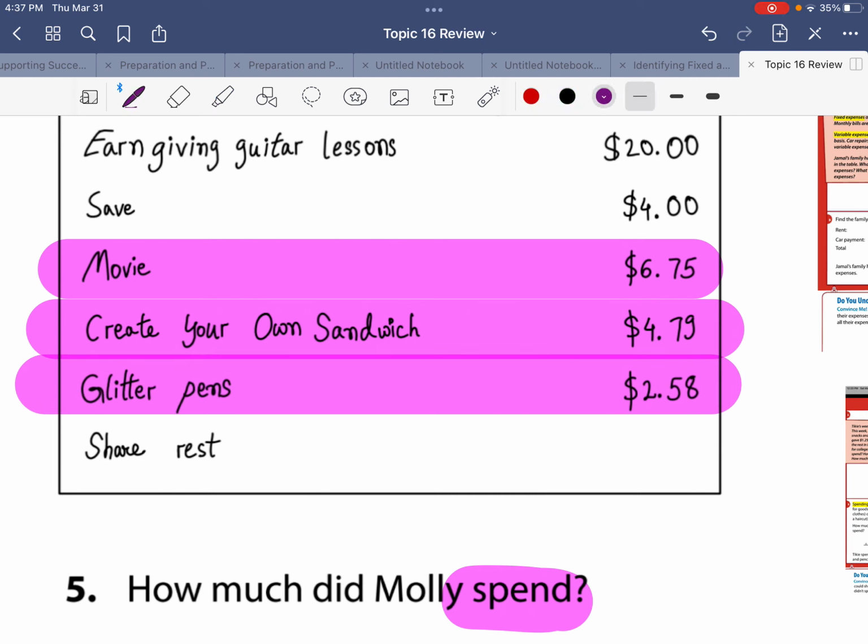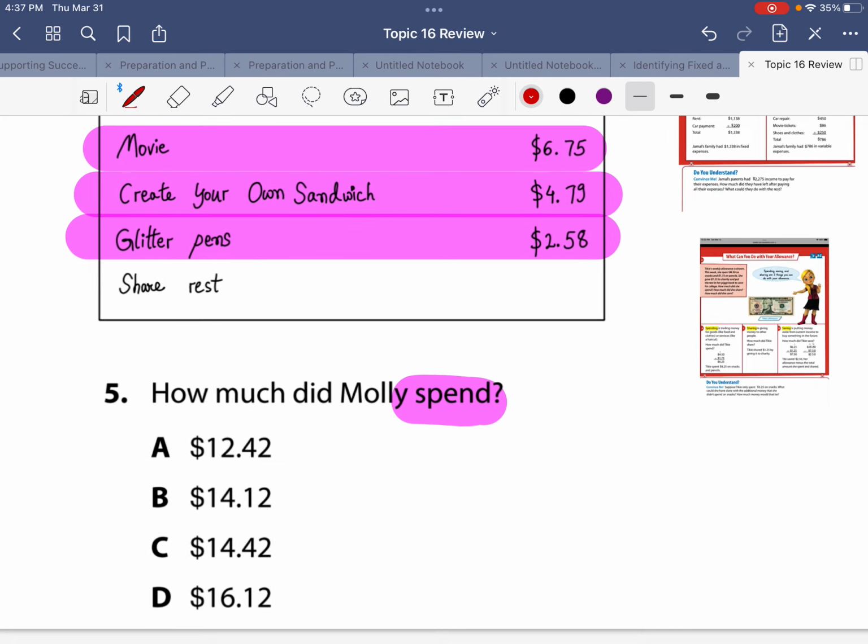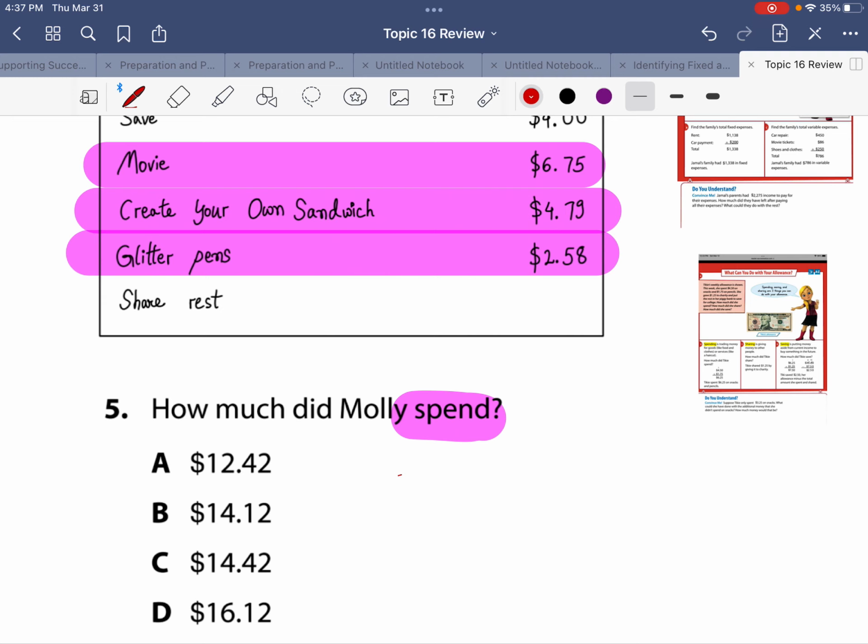I'm going to add everything that she spent money on. All of her expenses, that's what I'm adding. The movie, the sandwich, the glitter pens. Okay? So I'm going to go here. You can add them either all at once or you can break them apart. I'm going to add them all at once. I have $6.75. That's for the movie. I have $4.79. That's for the sandwich.